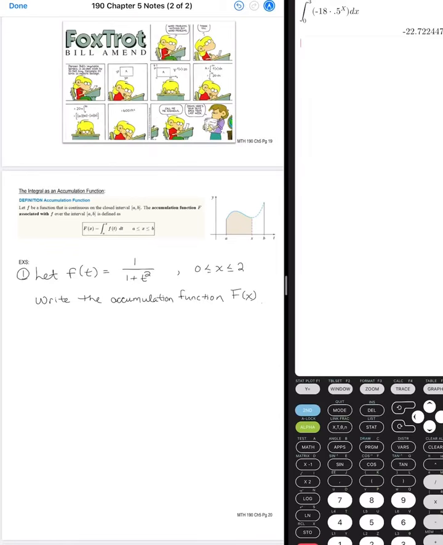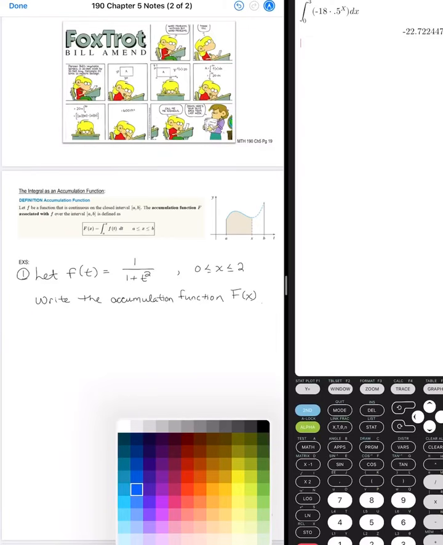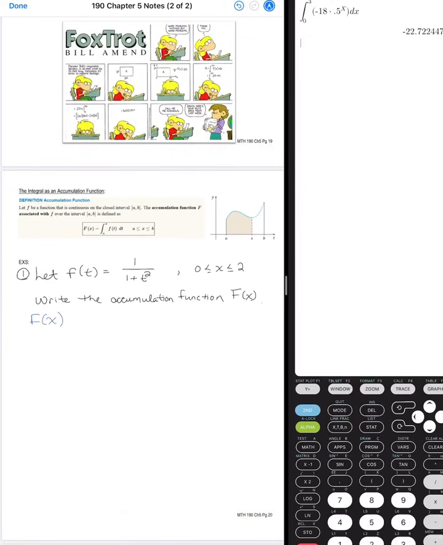All right, so first we're just going to write what the accumulation function is. And so in this case, we're just going to have our f of x, so capital F of x is equal to the definite integral from 0 up to x of f of t, which is 1 over 1 plus t squared, dt. So this is our accumulation function. Now, if we wanted to actually find what this function is, which is really what we're going to do here, this is now something that we can do with the second part of the fundamental theorem of calculus.